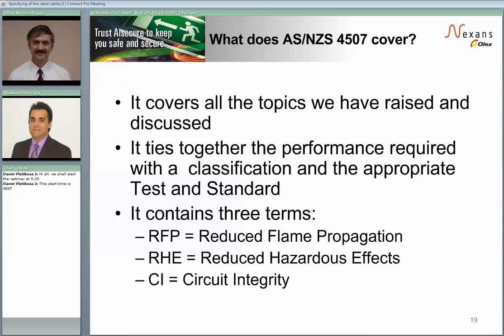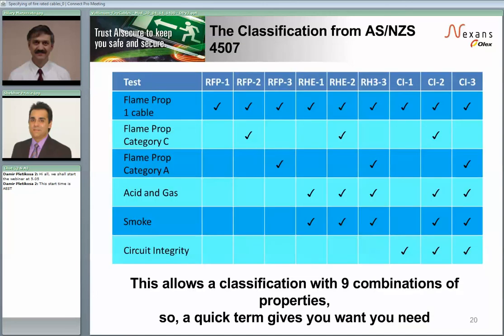This is a reprinted, retyped chart that comes out of 4507. In the columns, there are various classifications of cables, and in the rows are the various tests. So if you were to select, let's say, the 3rd column, the RFP3, you would get a product that meets the flame propagation as a single cable, and you would get a flame propagation category A test. If you pick one of the others across, wherever there's a tick, that would be the test that is performed on the cable that you purchase. So this allows a classification of 9 combinations of properties, and it provides a quick term that gives you what you need.